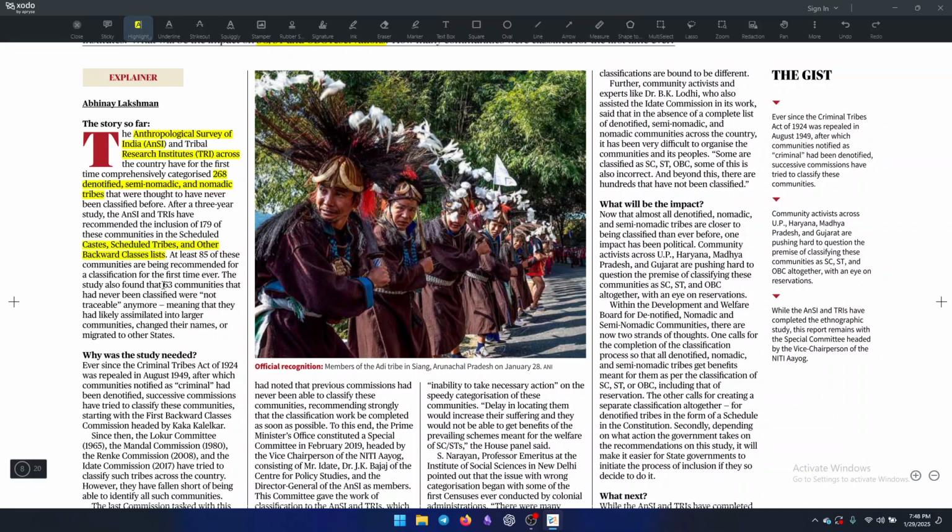The study also found that 63 communities that have never been classified were not traceable anymore, meaning that they likely assimilated into larger communities, changed their names, or migrated to other states.